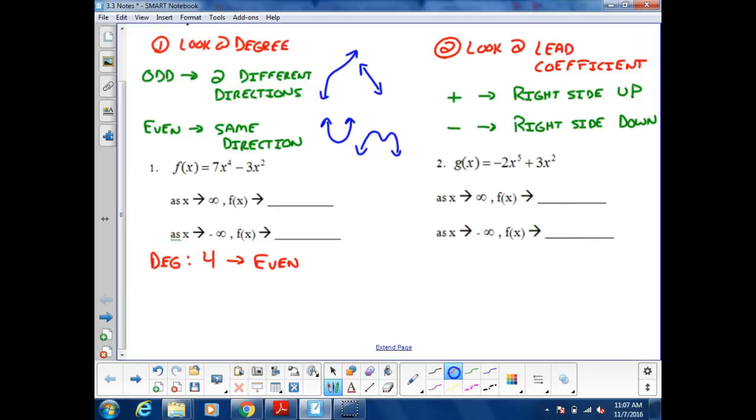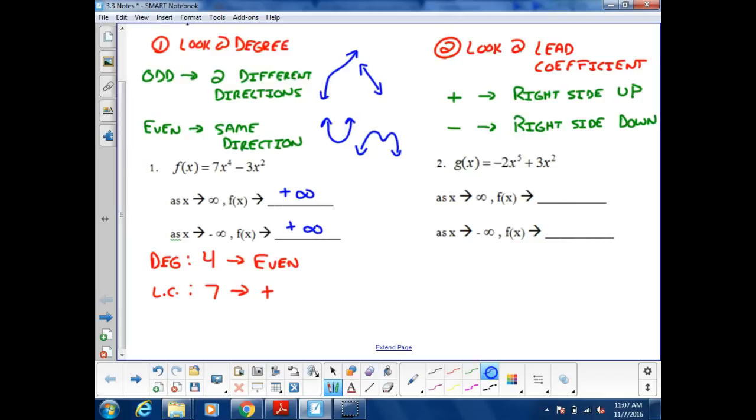Okay? Second look. What's the lead coefficient? It's positive 7, so that's positive. So that means that my right side is going up, and because it's an even degree, that means my left side is also going up because they have to go in the same direction. Correct? So both of these then are going to positive infinity because it's going in the same direction on both sides.